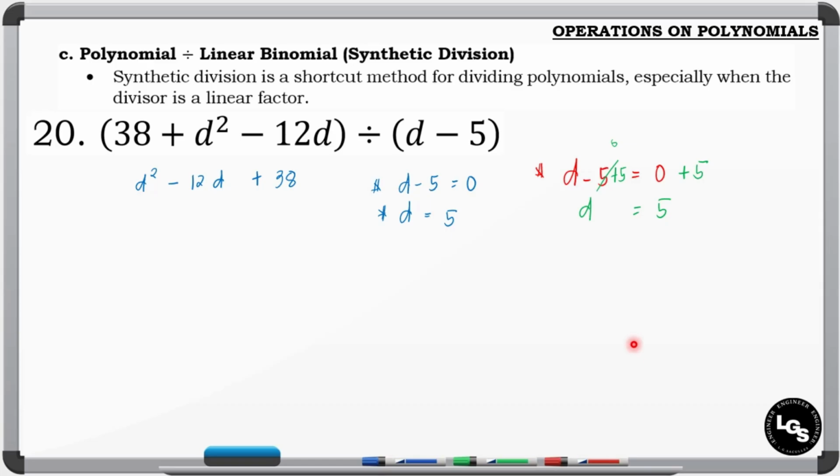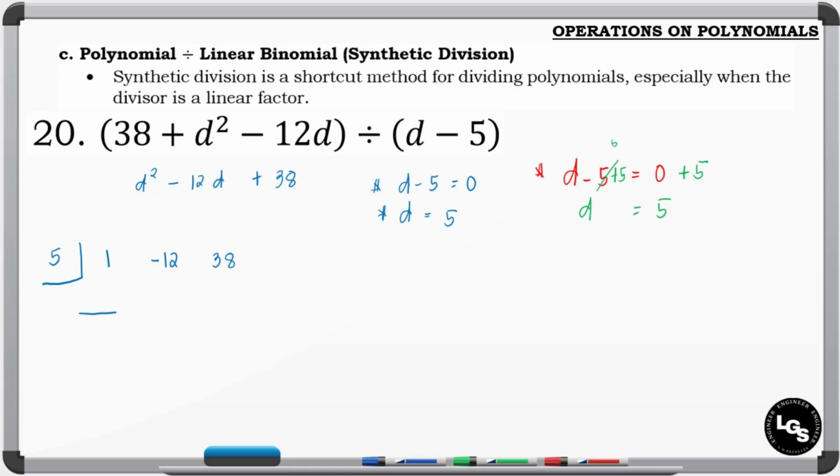After arranging the dividend, we will now write the coefficients of the dividend. We have d squared, so the coefficient here is 1. We write the coefficient 1. Next, the coefficient of d, which is negative 12. Then the last term, which is positive 38. Then we write here the divisor root, which is positive 5.